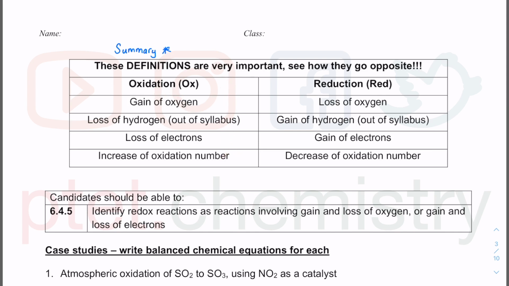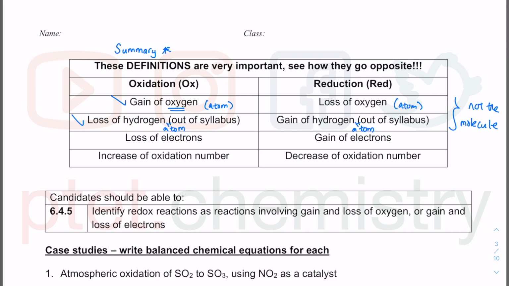Oxidation. So oxidation is gaining oxygen atoms. Oxidation is also losing of hydrogen, but this is not loss of hydrogen gas. It actually refers to loss of hydrogen atom. Okay, so they are not talking about losing the molecule. They are talking about losing the atom. So not the diatomic molecule. So we are just counting atoms. Have you gained an oxygen atom? Have you lost a hydrogen atom?